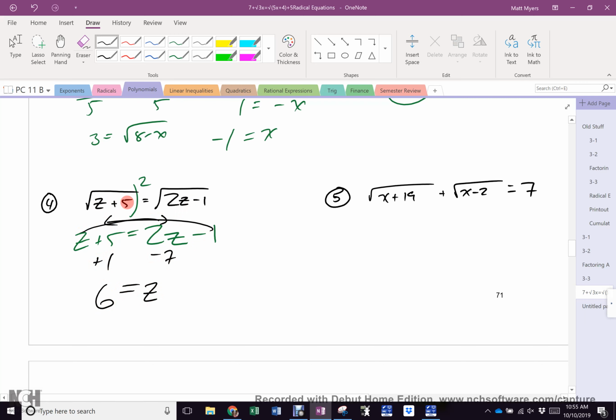Now, you check. What is 6 plus 5? So that's the root of 11, right? What is 2 times 6? What's 12 minus 1? Does the root of 11 equal the root of 11?